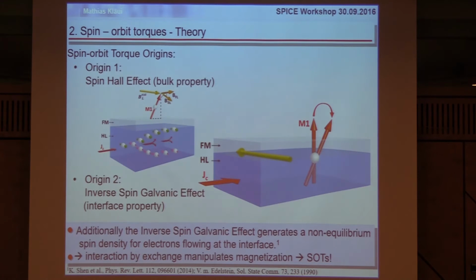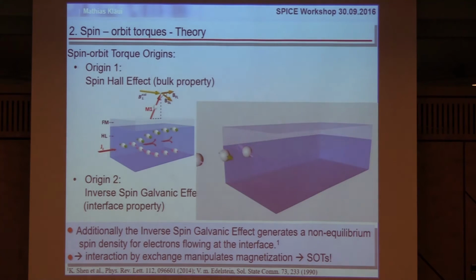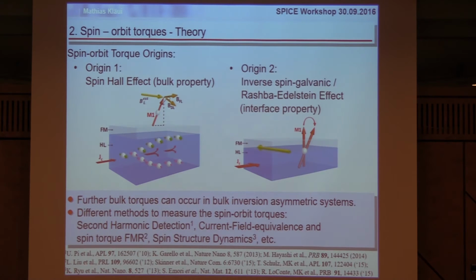And then in addition, you have in such a multilayer also an interfacial effect, this inverse spin galvanic effect, where you generate a non-equilibrium spin density at the interface, which manipulates then again the magnetization. So these can then act on ferromagnets or antiferromagnets or synthetic antiferromagnets. So how do we then measure these?